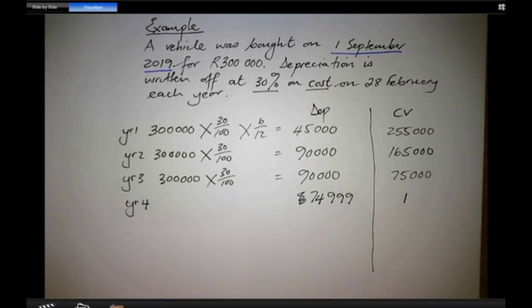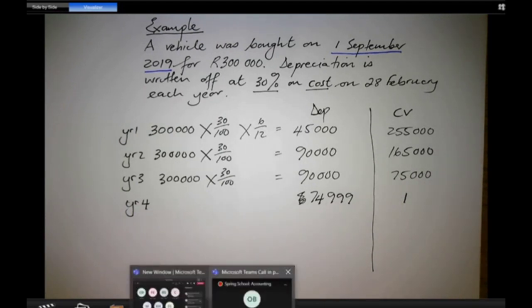Can I get an indication from the schools whether that explanation was adequate enough and you now understand?